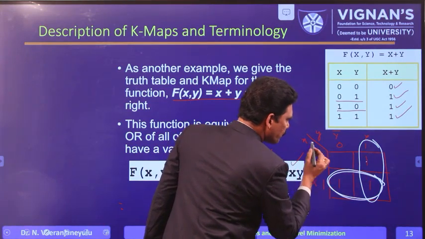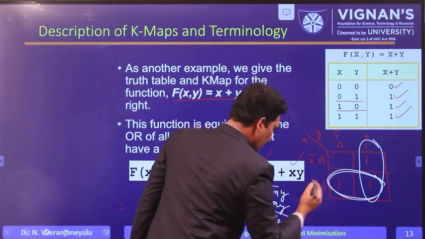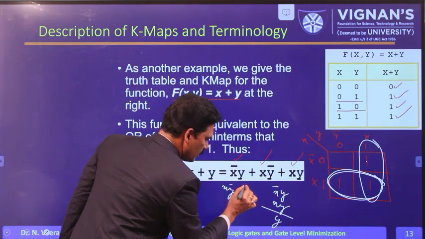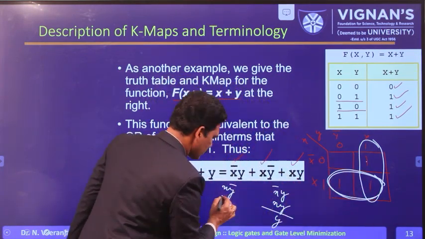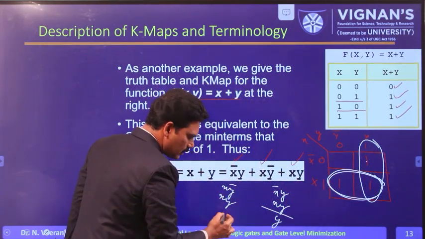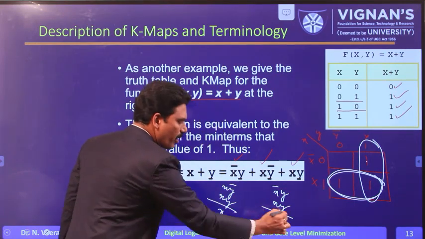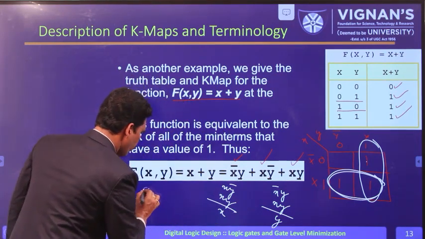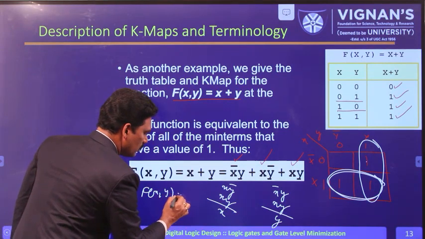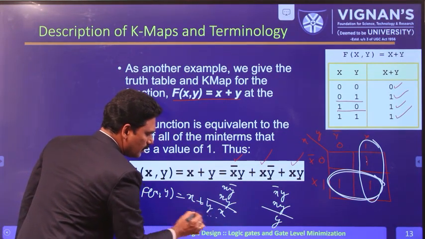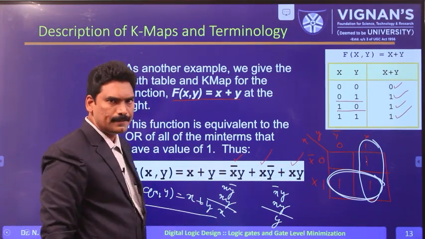Okay. Next, you consider this one. This is xy bar, and what about this? This is xy. What is the common term in this? X. So finally, the expression f of xy is equal to x plus y. This is our simplified expression.